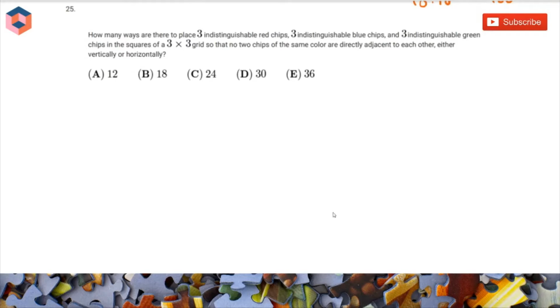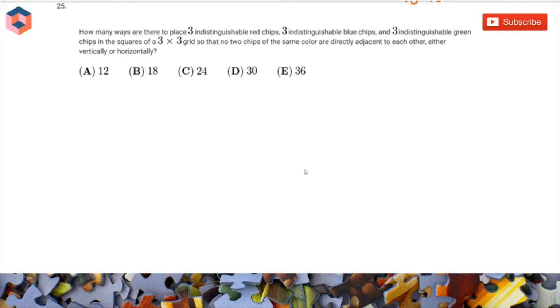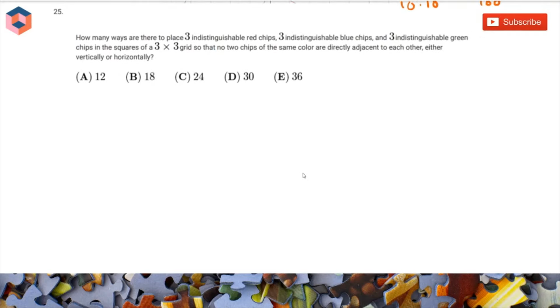Okay, let's solve problem number 25. How many ways are there to place 3 indistinguishable red chips, 3 indistinguishable blue chips, and 3 indistinguishable green chips in the squares of a 3x3 grid so that no 2 chips of the same color are directly adjacent to each other, either vertically or horizontally?